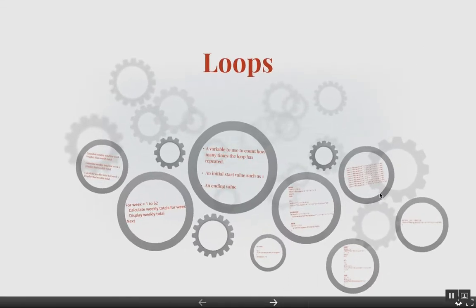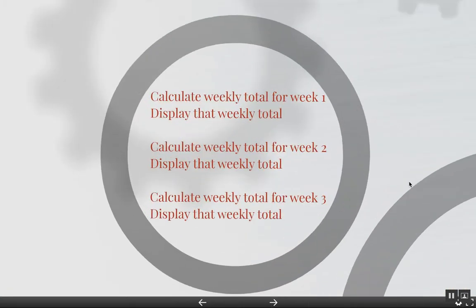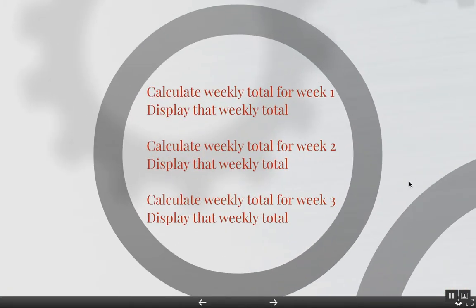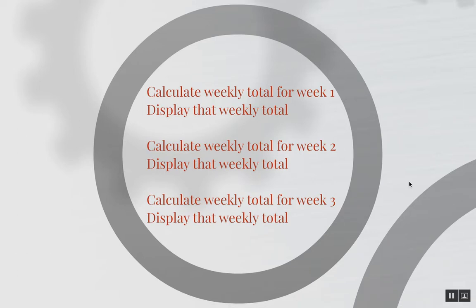Perhaps you want to calculate a series of numbers and display them on the screen. If there were 3 numbers, it wouldn't be that big of a deal to calculate each one and to display them like this pseudocode. Calculate weekly total for week 1 and display that weekly total. Calculate weekly total for week 2 and display that weekly total. Calculate weekly total for week 3 and display that weekly total. But what if you needed this weekly total for every week during the year? That would mean you'd have to repeat this code 52 times.